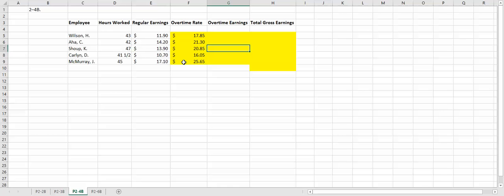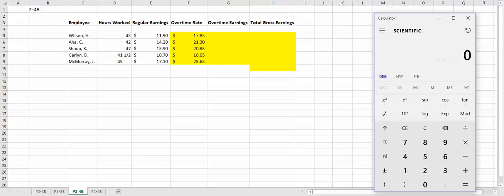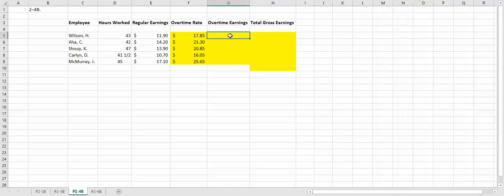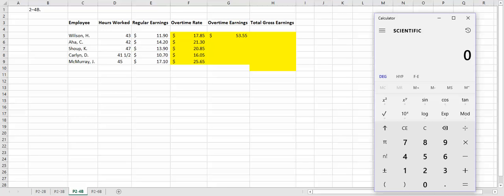Okay, so on most of these, it's going to be a fairly simple calculation to calculate their overtime. So we have this person worked 3 hours overtime times $17.85. So their overtime earnings is $53.55. And again, you're going to repeat the same process for the other employees. So 2 hours times 21.30 gives us $42.60.